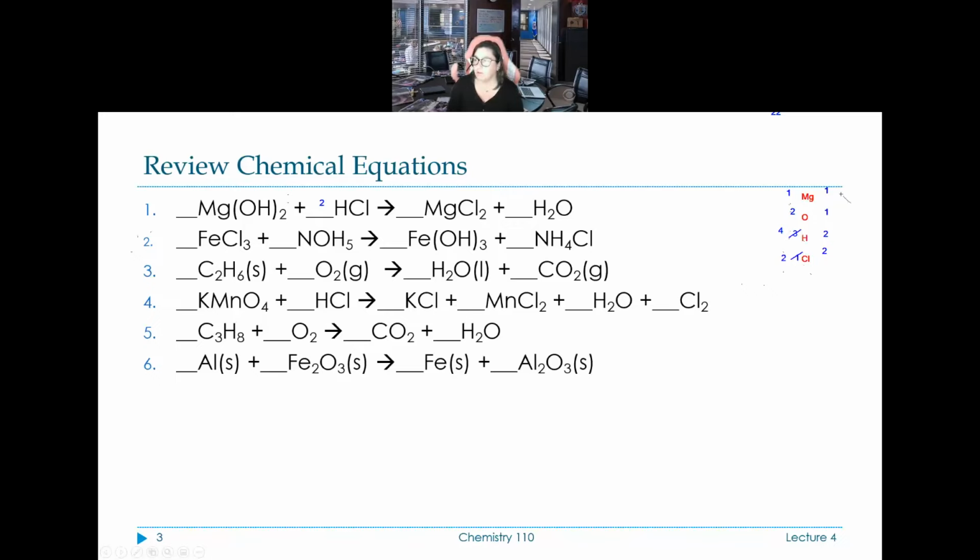Magnesium is 1 and 1. Oxygen, I still have 2 oxygens on the reactant side and 1 on the product side. And right now I have 4 hydrogens on the reactant side and 2 on my product side. Well, that doesn't really work now, does it? But what happens if I turn this H2O into a 2? Then I have to cross out my hydrogens that are here.